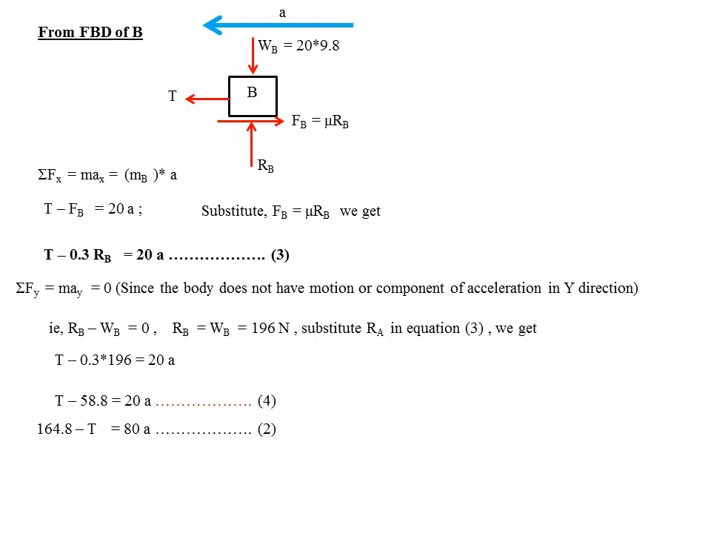Now we have two equations, equation 4 and equation 2, and two variables, t and a. So if you add these equations, the t on the left side gets cancelled and on the right side we will get 100a. You can find out the acceleration. So by adding equations 2 and 4, we will get 100 times a equal to 164.8 minus 58.8, which is 106. So the acceleration is very simple, 106 divided by 100, which is 1.06 meter per second square.